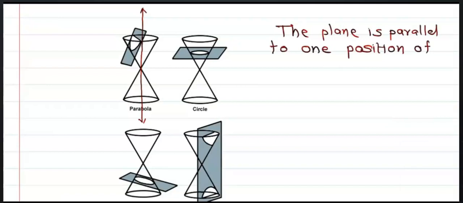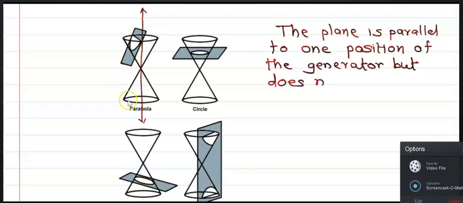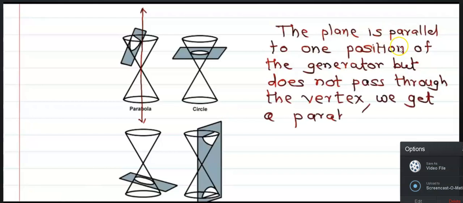The plane is parallel to one position of the generator. Now this is the plane and this is the position of the generator. Now this plane is parallel to this generator. If we cut, cross like this, then you will get this type of shape and it is called the parabola. Therefore the plane is parallel to the one position of the generator. This is my generator, and this generator is parallel to this plane, and it does not pass through the vertex. And then you will get parabola.